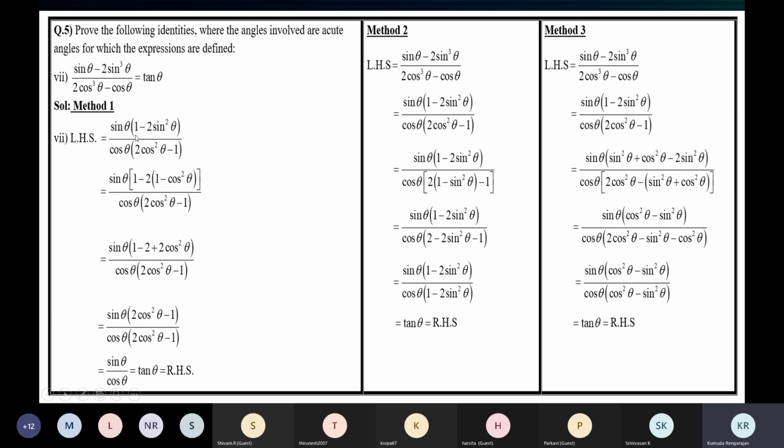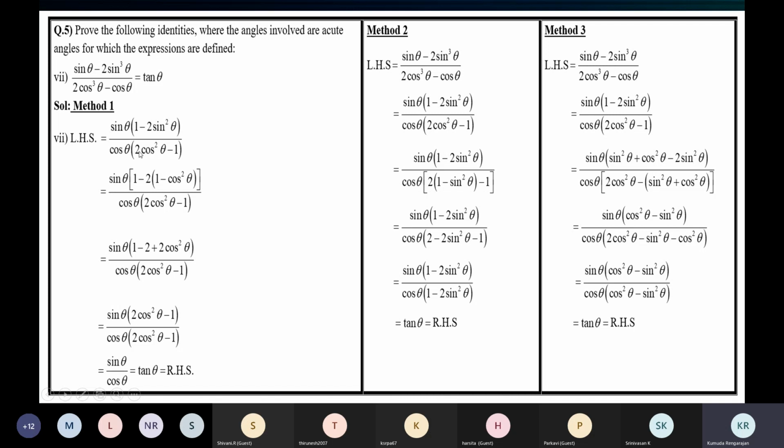Only if they get cancelled, can you get sine theta by cos theta, which is tan theta. From this, it's evident that these two expressions look different, but they actually have the same value. But you must make them look alike to cancel them out. For that, we don't change both.